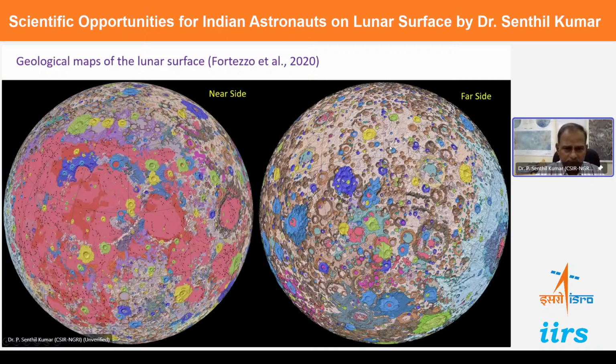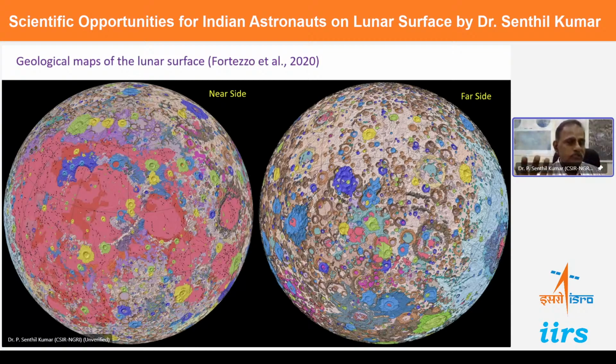Even the geologic maps are also very important for sampling: where to go on the lunar surface, where to collect the samples, what type of materials. The global geological maps are extremely useful to select the landing site. Therefore, it's not just that we go to the Moon and collect samples.